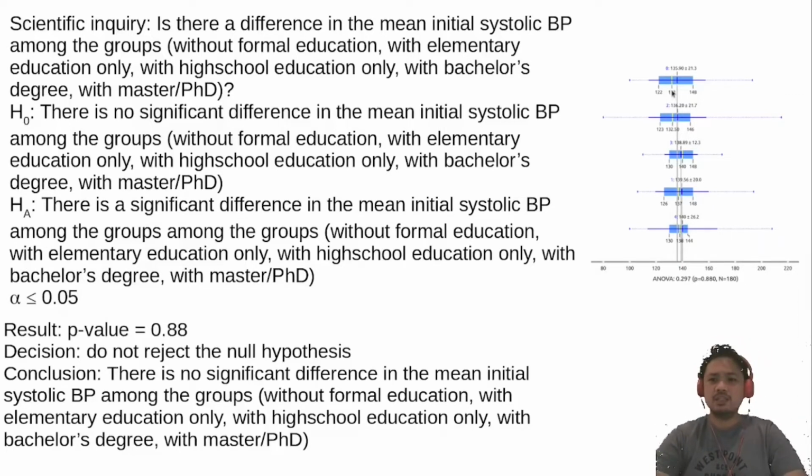When we look at the box plot, you can see that the gray lines are very near each other. The p-value that we got is 0.88. This is bigger than our alpha. We will not reject our null hypothesis. There is no significant difference in the mean initial systolic blood pressure.